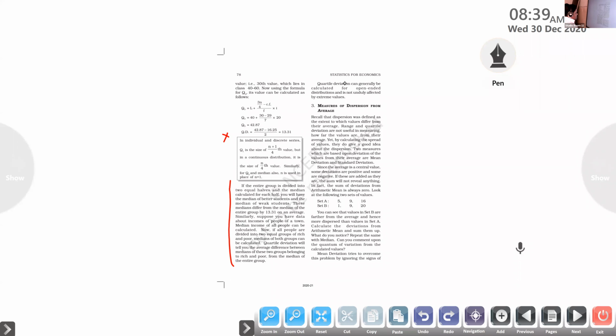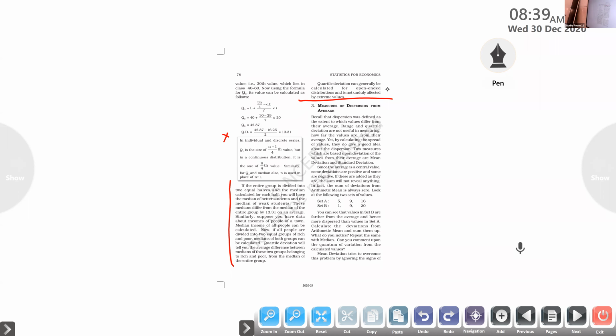Quartile deviation will tell you the average difference between the medians. Basically we use it to find the average difference between the medians of these two groups belonging to the rich and poor, for example the rich and poor from the median of the entire group. Quartile deviation can generally be calculated for open-ended distributions and is not unduly affected by extreme values. So we completed quartile deviation.